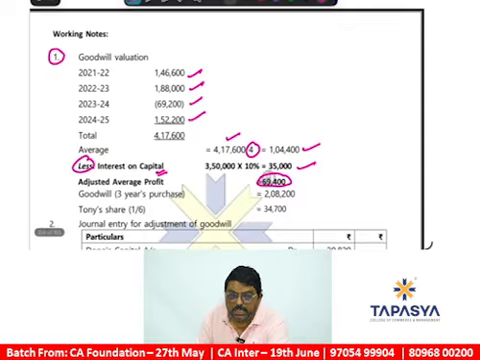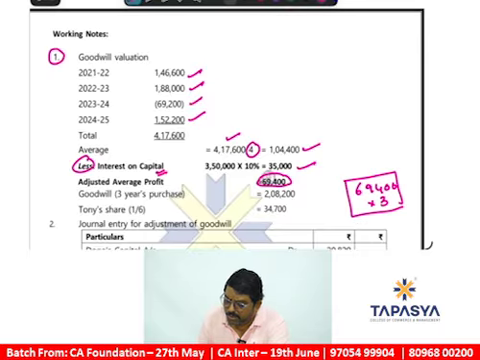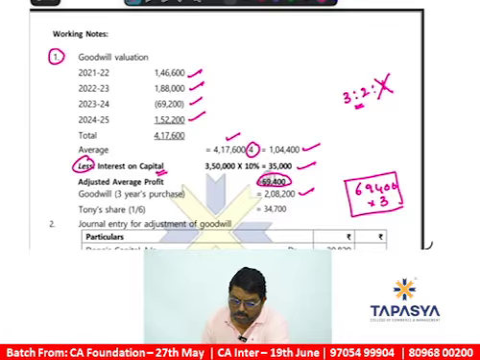So goodwill is 3 years' purchase of average profit. 69,400 average profit into 3 years. The 3-year average is the firm's goodwill. Therefore, the firm's goodwill is equal to 2,08,200. The person who is retiring is out of 3:2:1 and he is going out, and these people are sharing in 3:2.